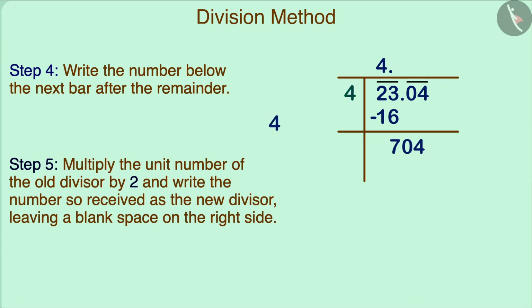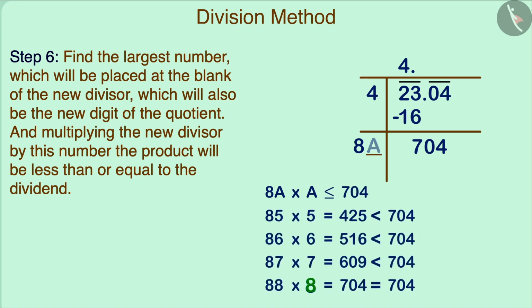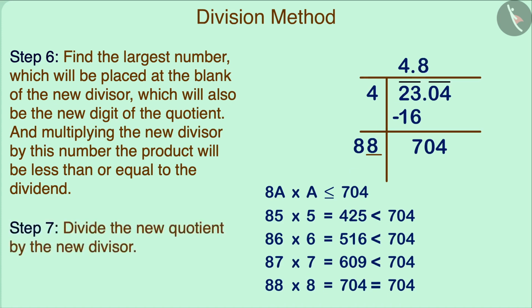Now for the new divisor, multiply the unit digit of first divisor by 2. We will write the resulting number here, leaving a blank space to the right. Now, to fill in the blank, we will think of the largest possible digit, which will be the first digit after the decimal in the quotient, and when the new divisor is multiplied by the same new digit, the product obtained will be less than or equal to the dividend. So, our new digit here will be 8. We will write 8 after the decimal in the quotient.